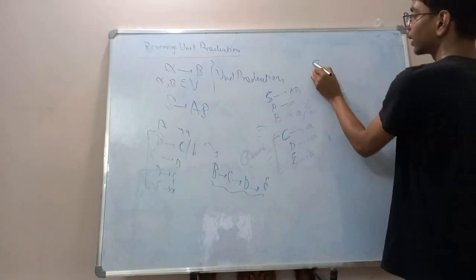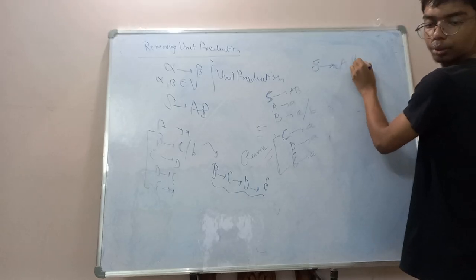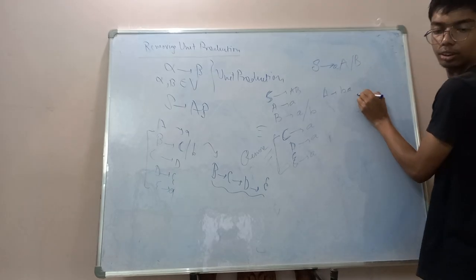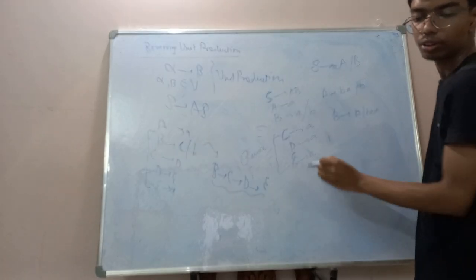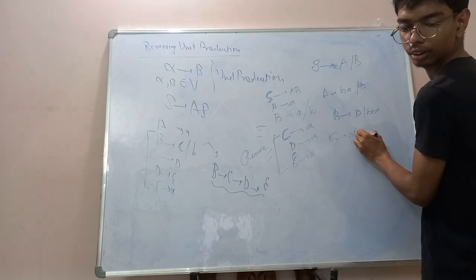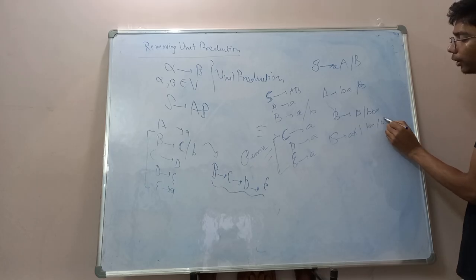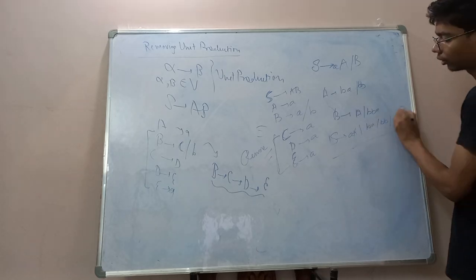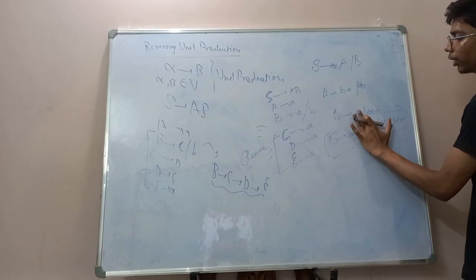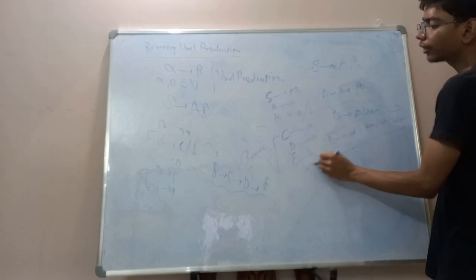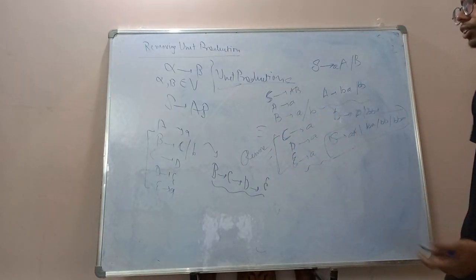For example, let's take another example. S goes to A, small a, capital A, and B. A goes to B, A, B, B. B goes to A, B, B, A. So S goes to, I can write A. Instead of B, I can write this as B, A, B, B, and B, B, A. Right. So what did I remove? I removed this B from here. So by this we can remove our unit productions which are not required, right? So this is all for this video.